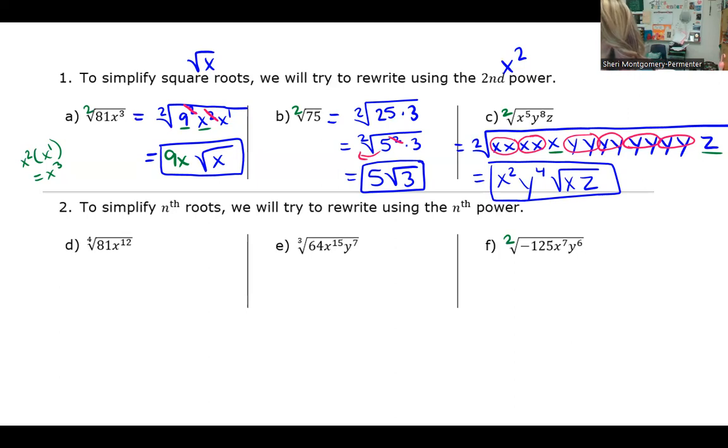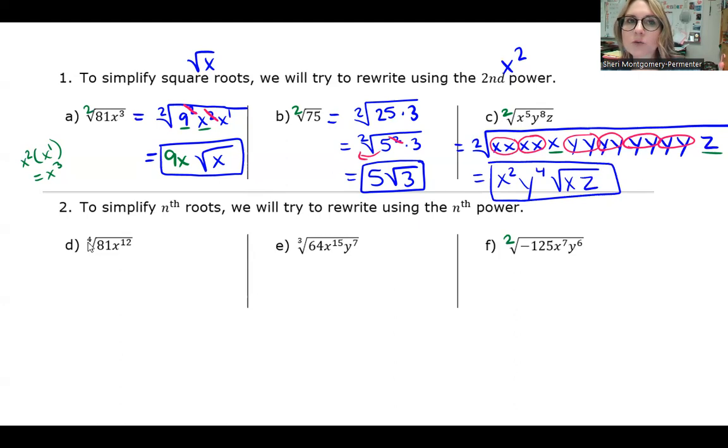Any questions over our first 3 examples? Again, it's okay if maybe you need a lot more practice before you can do it on your own. But is there anything that you have a question on? Okay. Well, we're going to do the same thing if we have nth roots.